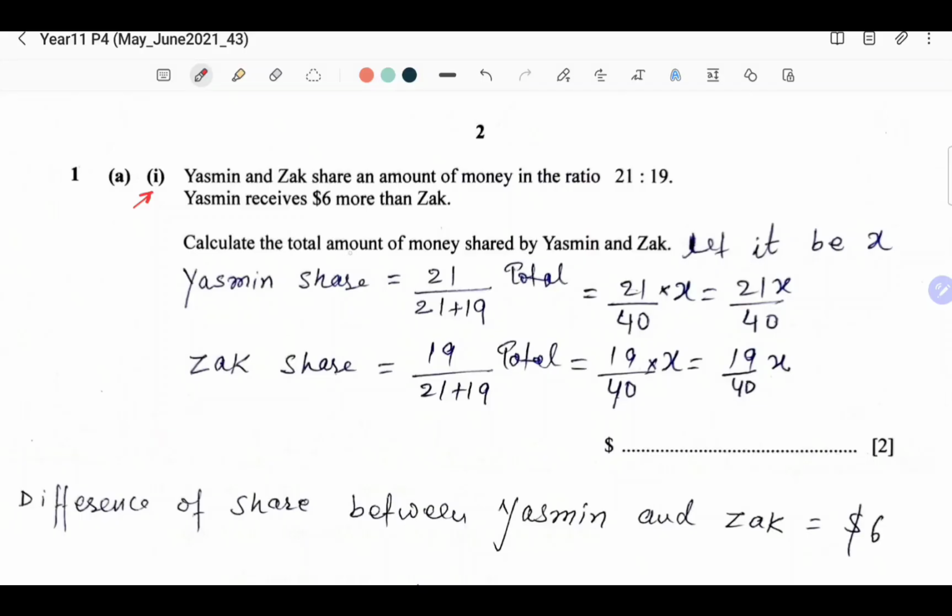So I have assumed let the total amount of money shared by Yasmin and Zach be x. Now Yasmin's share, we can say 21/(21 plus 19) of the total. Why? Because this is for Yasmin and this is for Zach. So 21/40 times the total, which I had considered as x, so Yasmin's share is 21x/40. Now Zach's share will be 19/(21 plus 19) times the total, that is 19/40 times x, that is 19x/40, right?